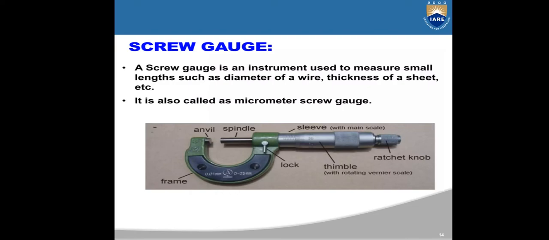A screw gauge is an instrument used to measure small lengths such as diameter of wire, thickness of sheet, etc. It is also called a micrometer screw gauge.